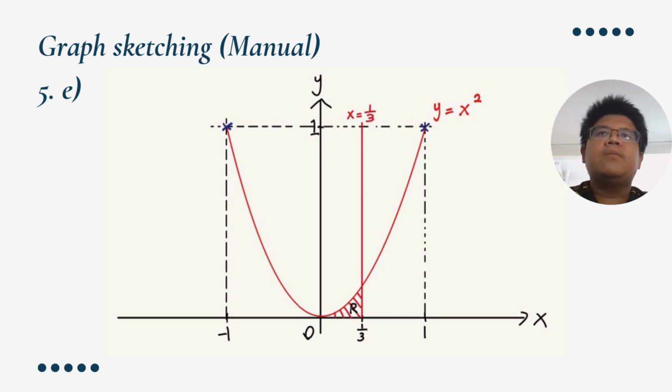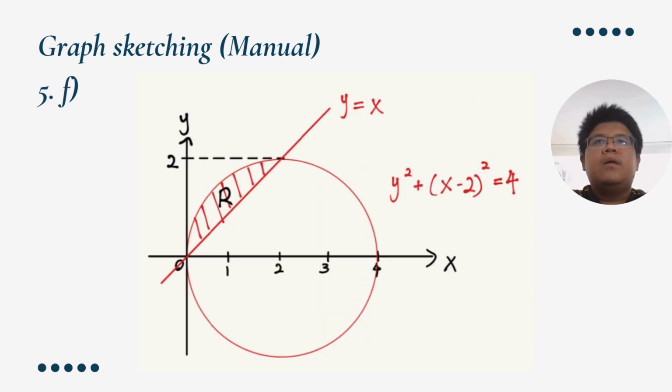And now I will present the graph sketching of the manual calculation. This is question 5e, and from the question we know that the region R is bounded by y equals x squared, x equals 1 over 3, and y equals 0. So this is the reproduction of the information given.